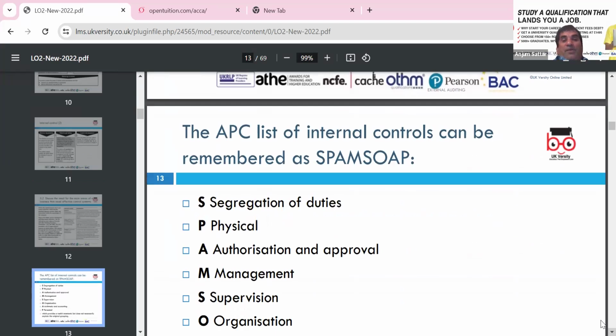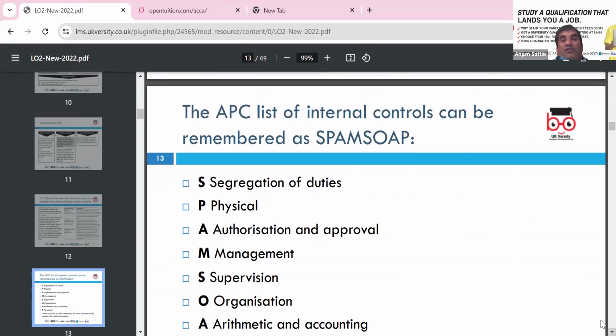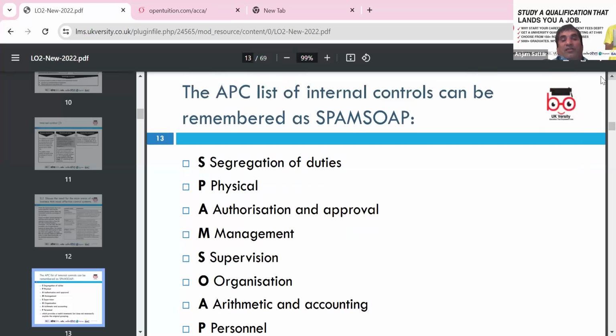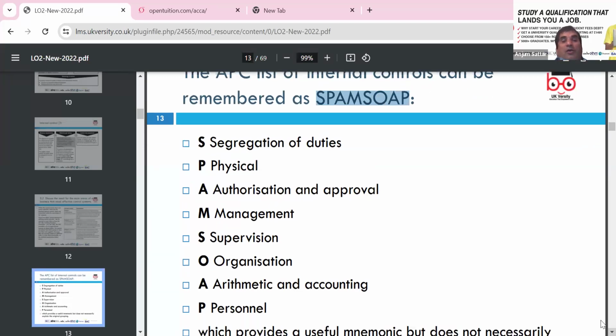Okay, so APC lists the internal controls, which is audit. That's the abbreviation we are using for the controls. When you're looking at segregation: who is responsible, and for what? Physically, are assets stored in the warehouse? Are they properly locked and secured? And authorization: who authorized it, who approved it? Management, who is responsible?